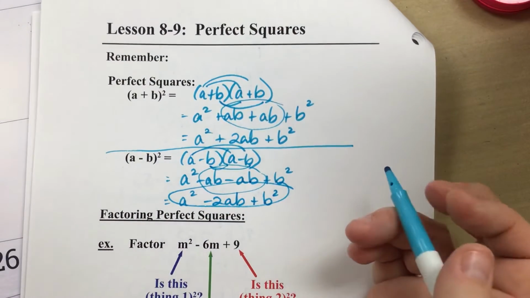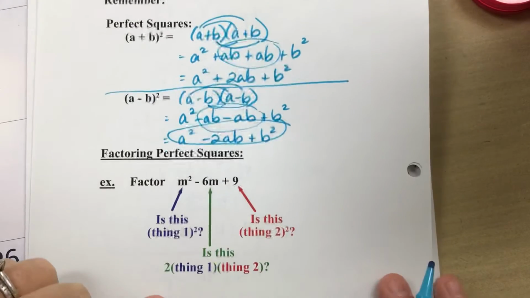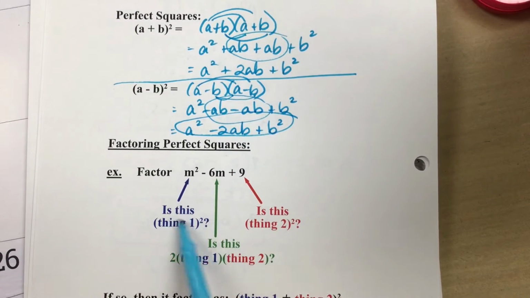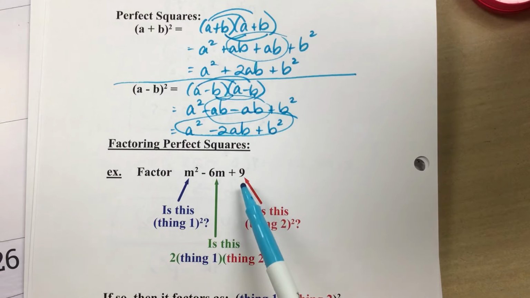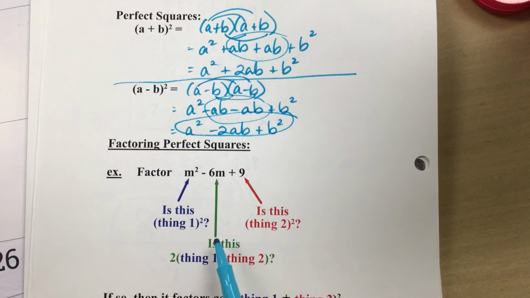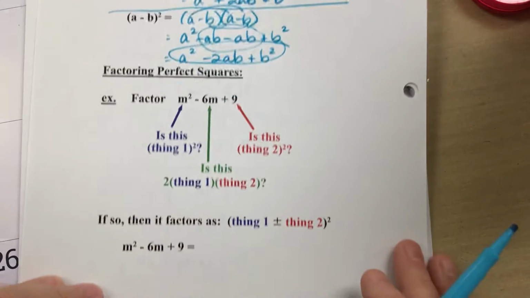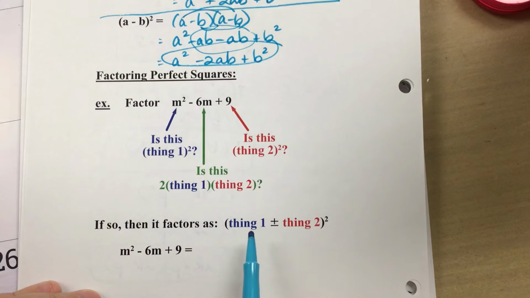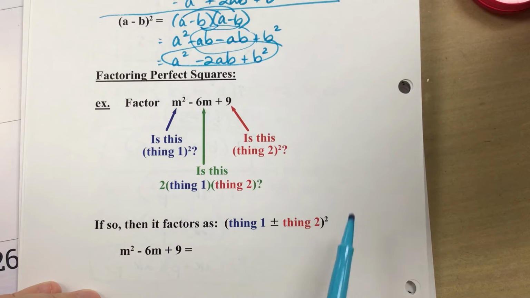So when we do this, if we're factoring perfect squares here, okay, m squared, is this like thing 1 squared? And my constant or my number at the end here, is this thing 2 squared? Yes. And is the middle 2 times thing 1 times thing 2? If so, then it's going to factor into thing 1 plus or minus thing 2 squared.